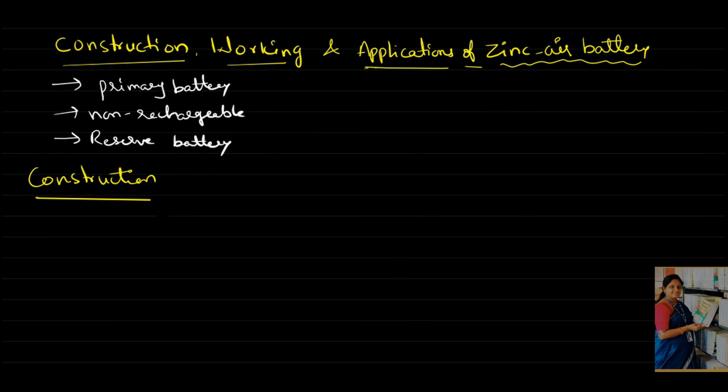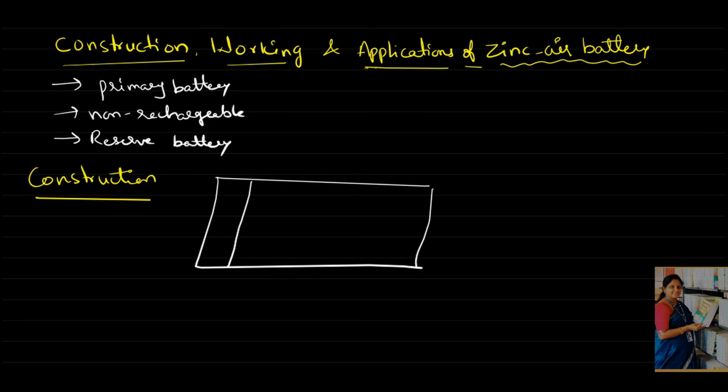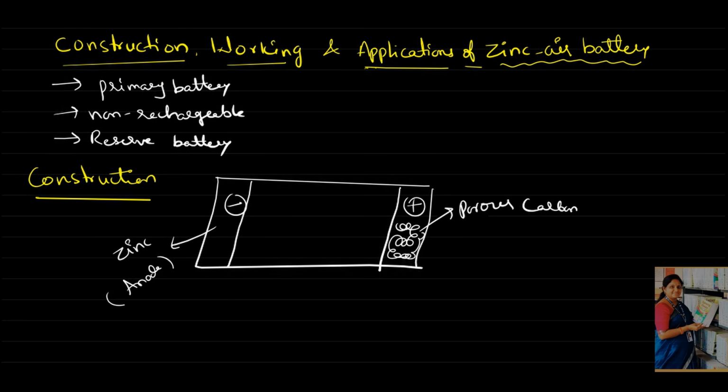Let us see the construction of zinc-air battery. It is made up of four main components: anode, cathode, separator, and electrolyte. Here, anode is zinc metal. Zinc metal electrode acts as anode. And porous carbon electrode acts as cathode.